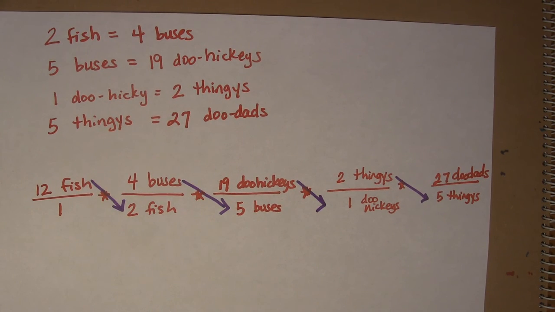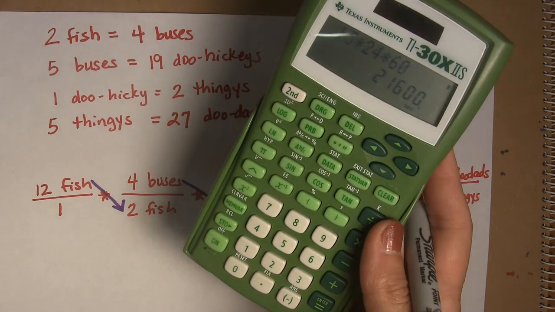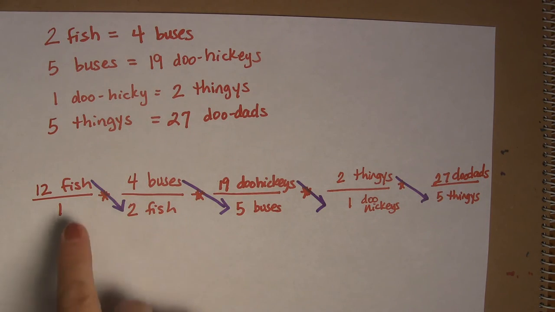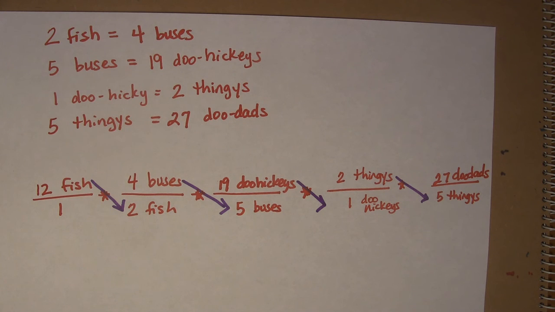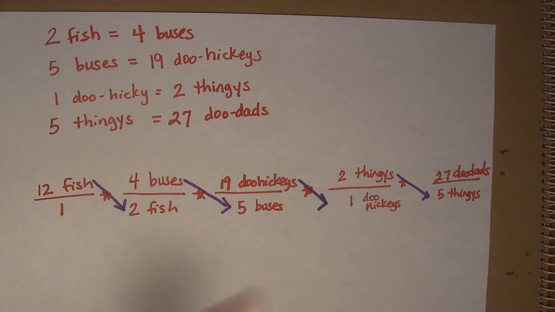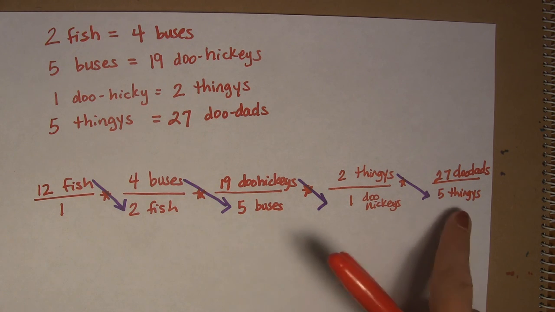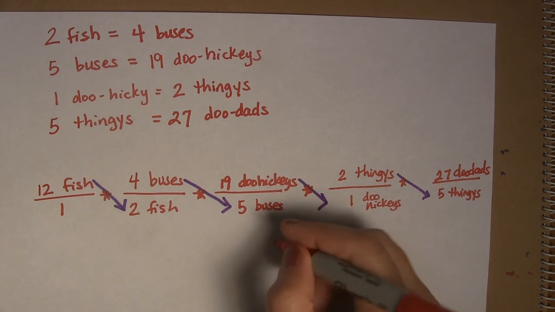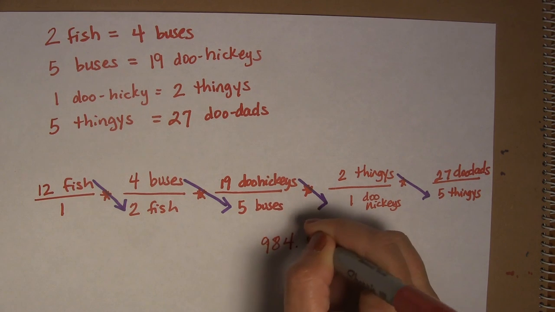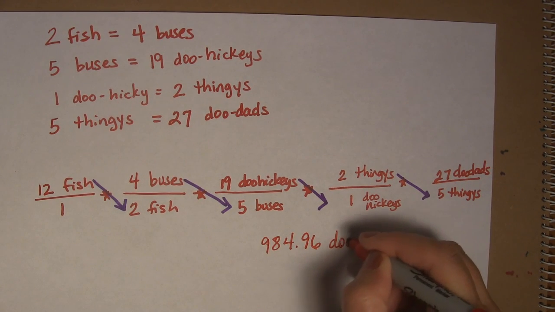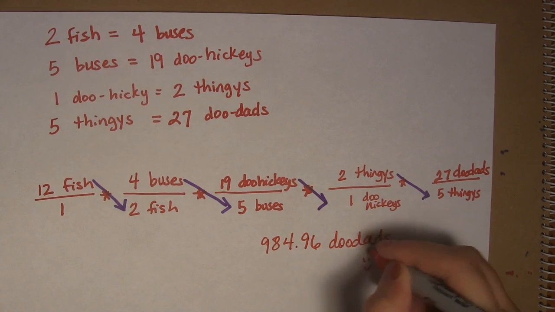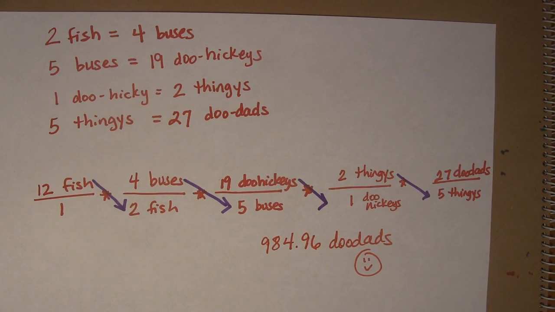Okay, now all I have to do is get out my handy-dandy calculator and do this math. So I take 12 times 4 times 19 times 2 times 27 divided by 2 divided by 5 divided by 1, which I can skip, divided by 5 again. And I get 984.96 doodads. That is how you convert your units.